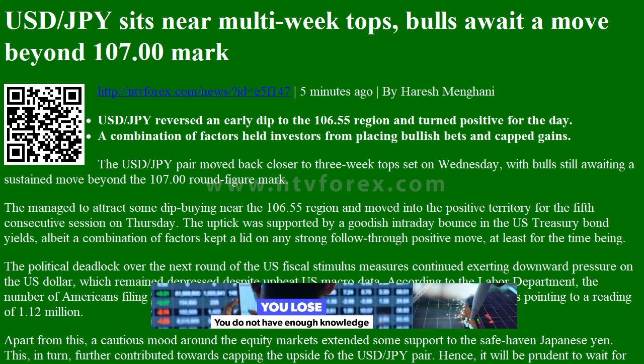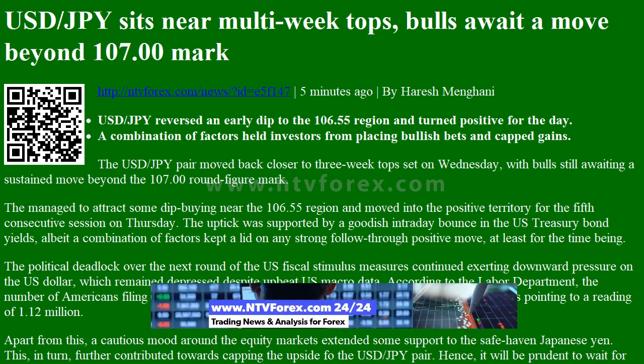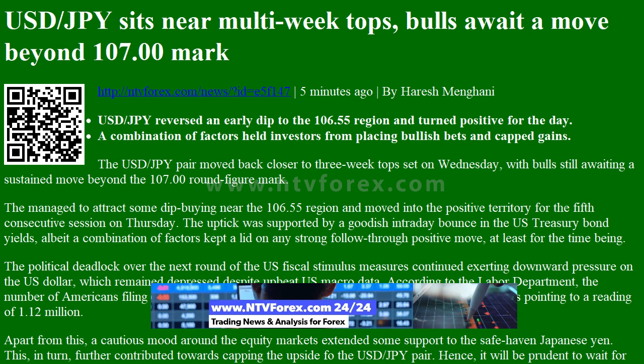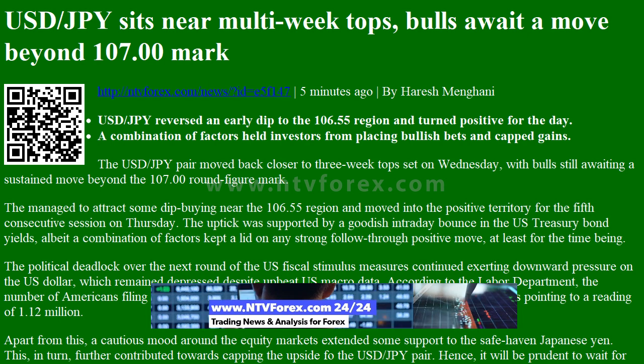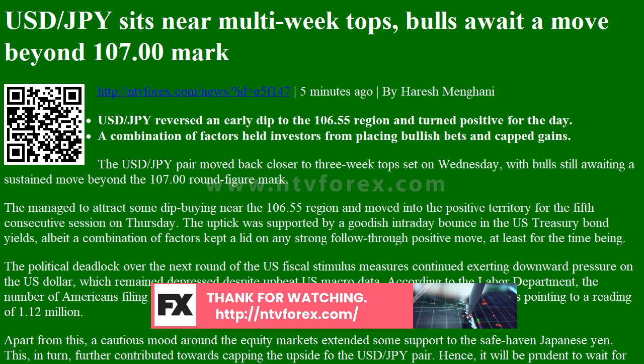USD/JPY sits near multi-week tops, bulls await a move beyond 107.00. News ID E5F147, 5 minutes ago by Haresh Menghani. USD/JPY reversed an early dip to the 106.55 region and turned positive for the day. A combination of factors held investors from placing bullish bets and capped gains. The USD/JPY pair moved back closer to 3-week tops set on Wednesday, with bulls still awaiting a sustained move beyond the 107.00 round figure mark.